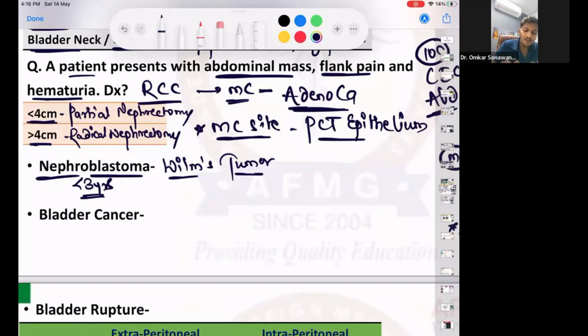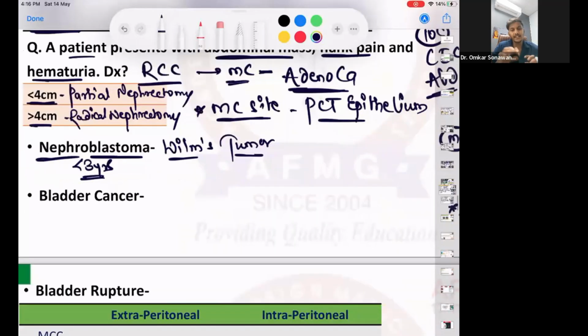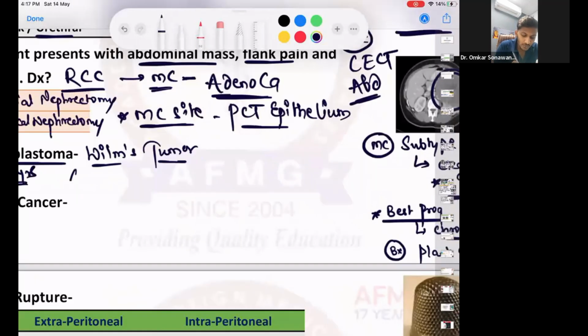Okay, so please remember why Wilms tumor is important, because it is associated with some genetic conditions. It is due to WT1 or WT2 gene mutation.